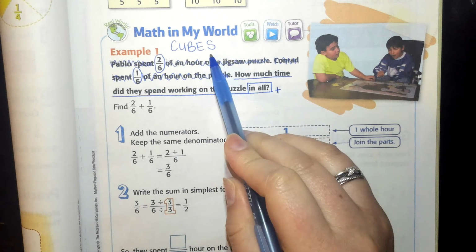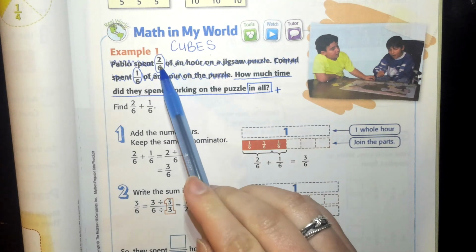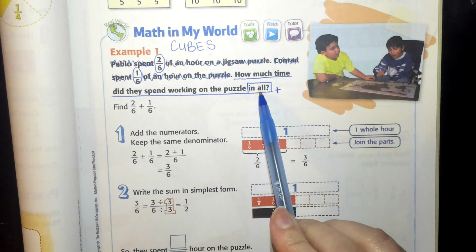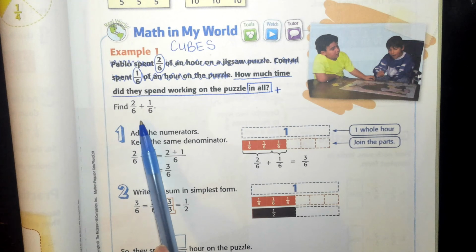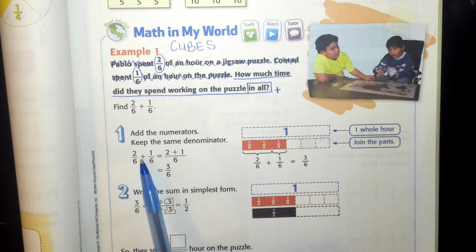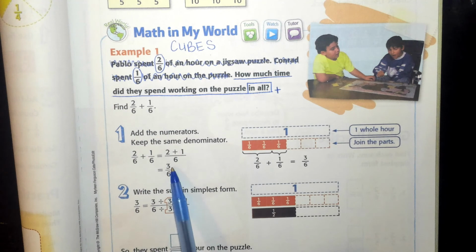So now my job is to solve. I'm finding 2/6, "in all" told me I was adding, plus 1/6 to figure out how much time they spent working on the puzzle in all. So here we are adding like fractions. Remember, they're like fractions because they already have the same denominator. So all I have to do is add the numerators and keep the same denominator. 2 plus 1 is 3. My denominator remains the same. So 2/6 plus 1/6 is 3/6.